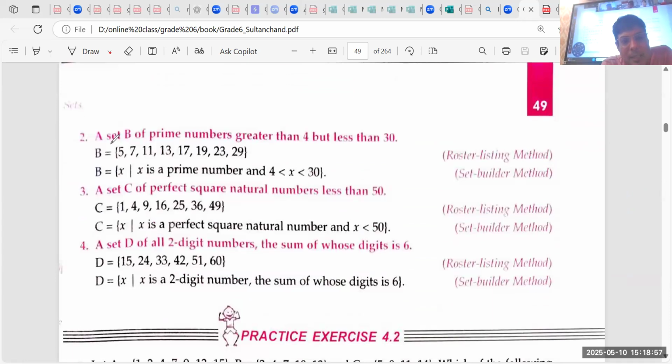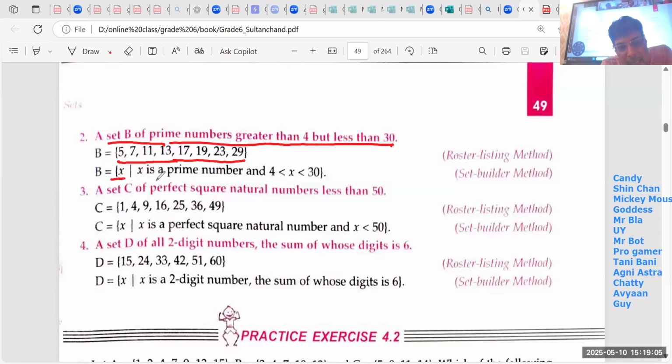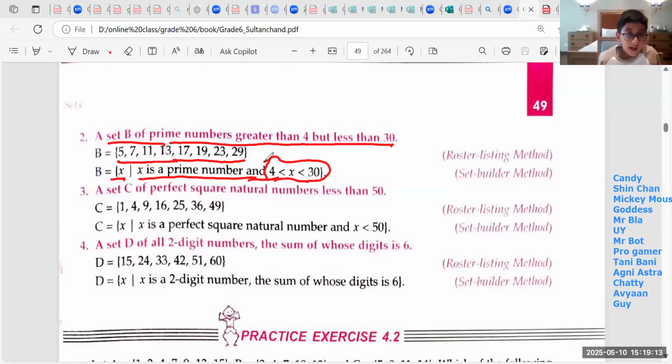More examples. Set B of prime numbers greater than 4 but less than 30. In roster form, I will write all the elements, but in set builder form, I will write x such that x is a prime number between 4 and 30. Between 4 and 30 को मैं ऐसे लिखूंगा in the form of inequality. So what are you saying? X belongs to a prime number instead of x is a prime number.